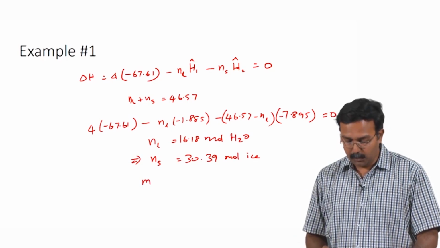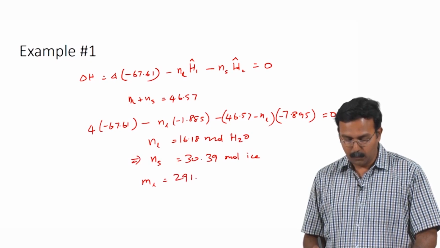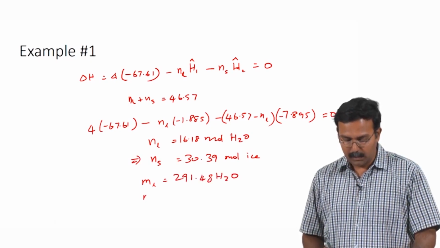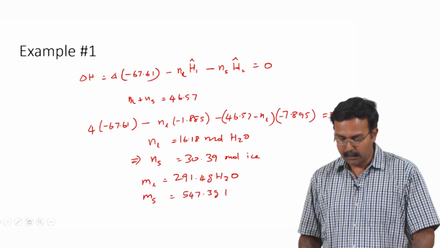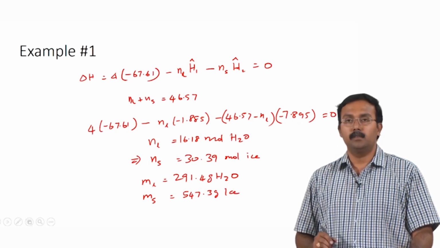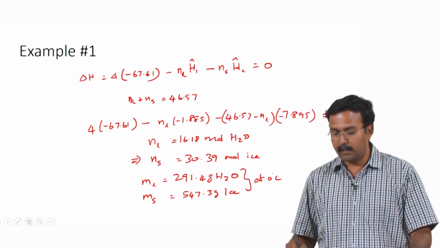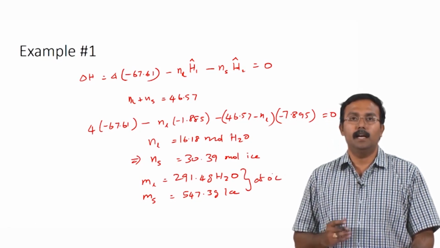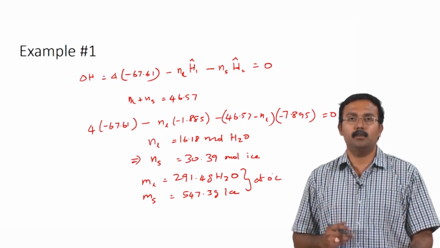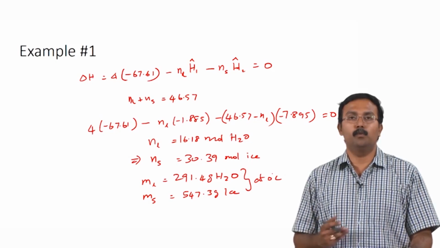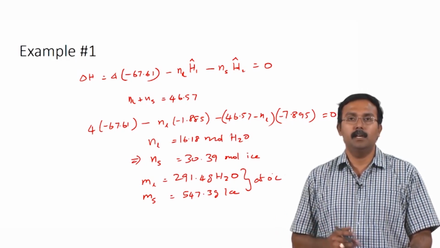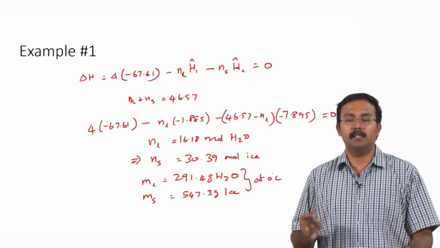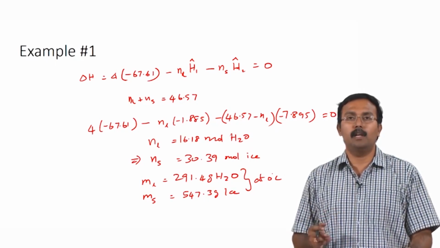So, mass of liquid water would be 291.4 grams of water and mass of ice would be 547.3 grams of ice. Both would be at 0 degrees Celsius. So, this is what we would have, and if we were to add these masses to the H2SO4 solution, 4 moles of H2SO4 at 25 degrees Celsius, and we have a process where there is no heat being transferred, we would finally end up with 25 degrees Celsius temperature for a 4 molar H2SO4 aqueous solution. Let us move on to the next problem.